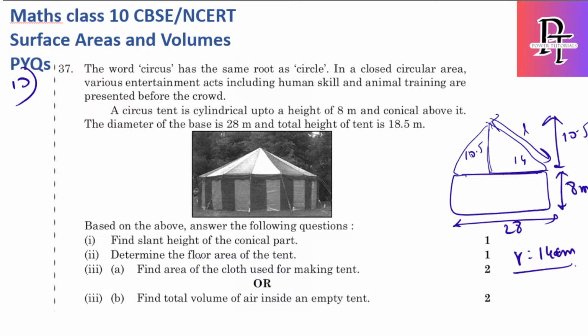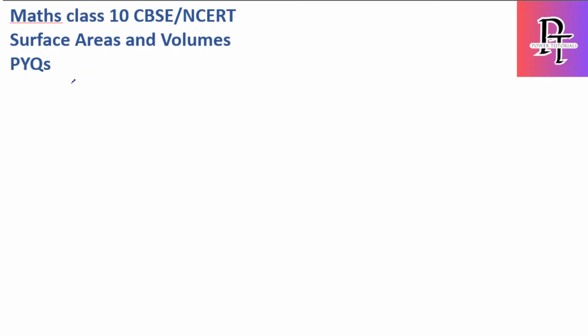Next part, determine the floor area of the tent. Floor area is the bottom part. Bottom is nothing but simply pi r square, because the bottom part of any cylinder is a circle. Radius is 14, so simple: 22 by 7 into 14 into 14. Because 7 twos are 14, it is 44 into 14. Let's find what is 44 into 14. It is 616.